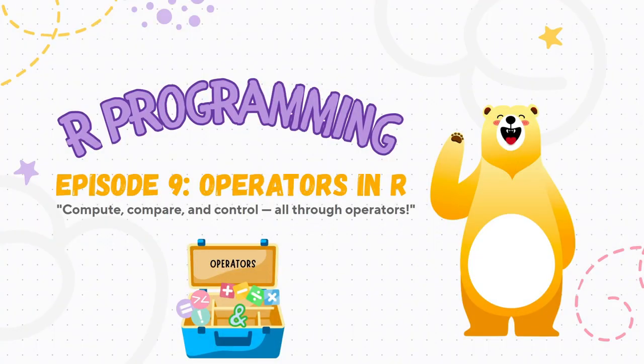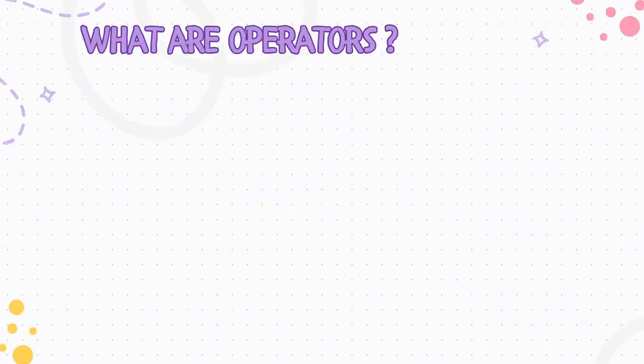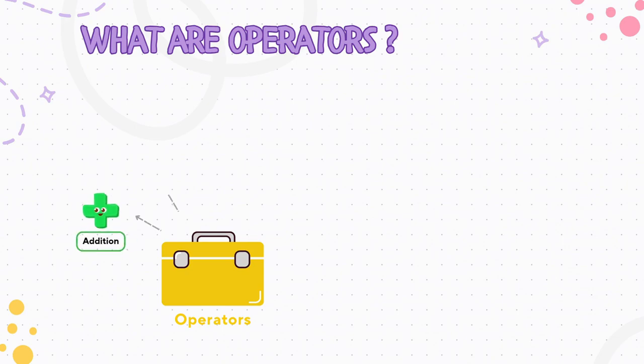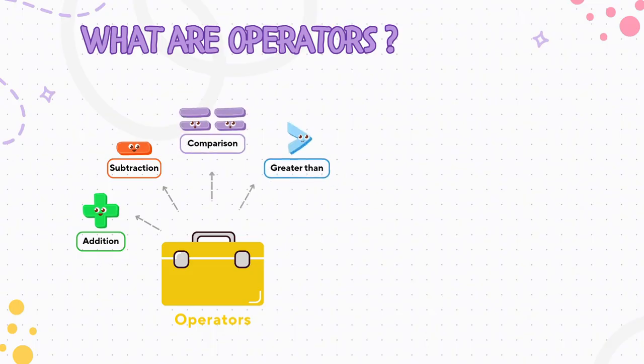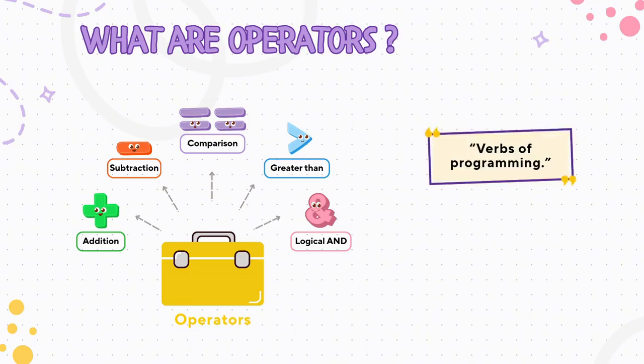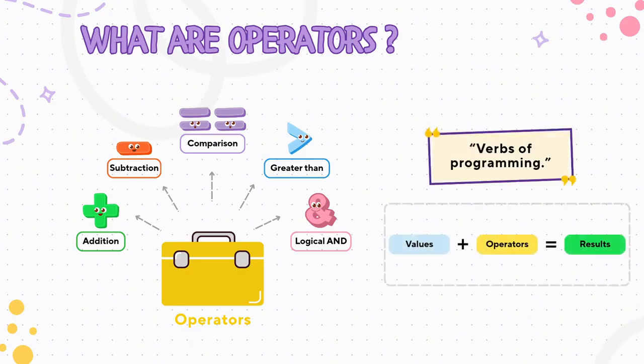Now before we start coding, we need to understand what operators actually are. Well, operators are symbols that allow us to perform actions. Actions like adding numbers, subtracting numbers, comparing values and seeing if values are greater than one another, and also checking logic. You can think of them like verbs of programming. That is, if you add operators with values, you'll get some results.